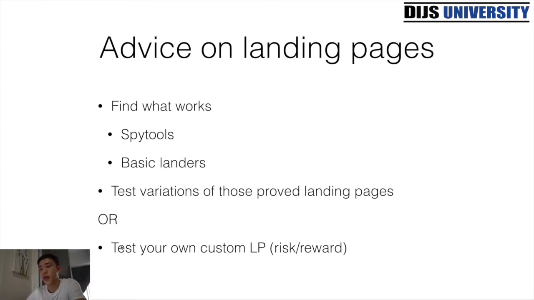But for everybody on every kind of budget, there's a solution. So if you don't have any budget, if you don't have much budget, start with basic landers. If you have a little bit more budget, start working with spy tools. And if you have even more budget, test your own custom landing page. But in my case, in my very beginnings, when I started with affiliate marketing, I just worked with the basic landers and they converted. So with basic landers, I was able to generate profit.